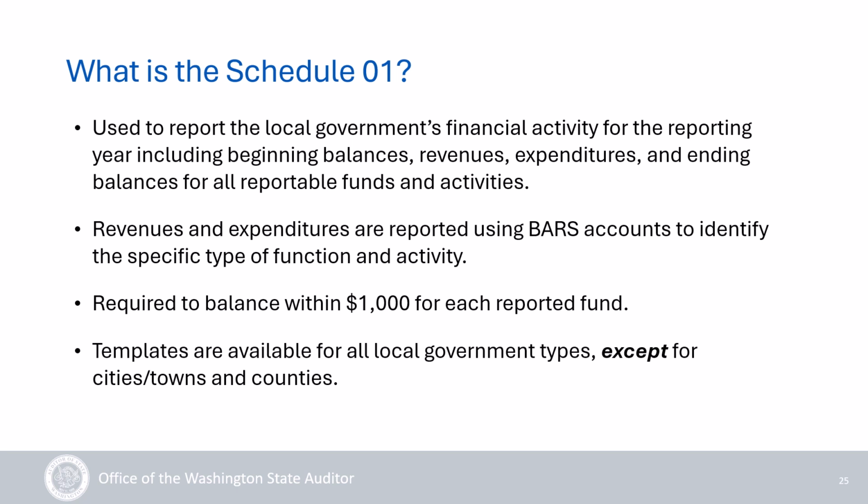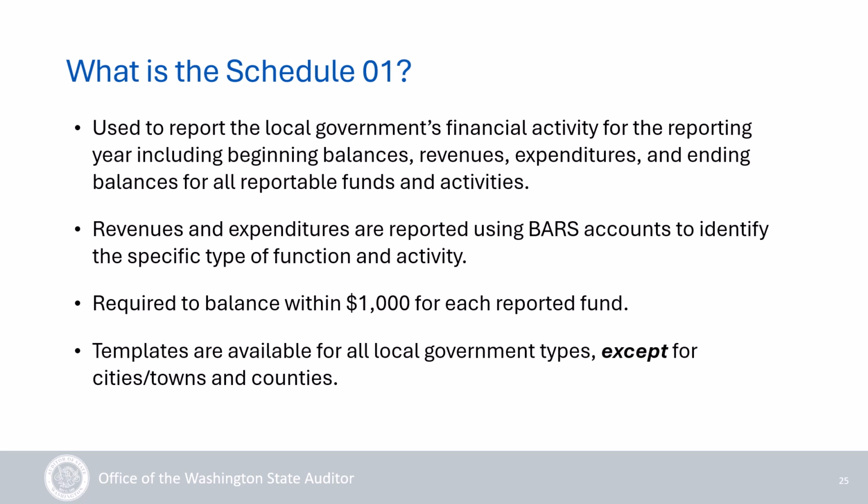The first component we're going to talk about is the Schedule 01. Other than the preparation of your actual financial statement package, the Schedule 01 is the biggest component of the report and required for all local governments. The purpose of this schedule is to report the government's financial activity for the reporting year. This includes beginning balance, revenues, expenditures, and ending balances for all reportable funds.